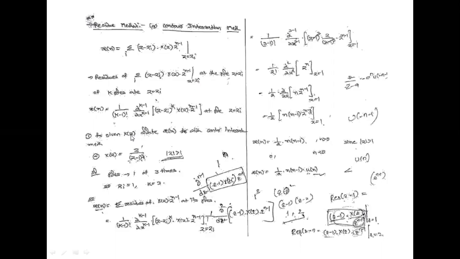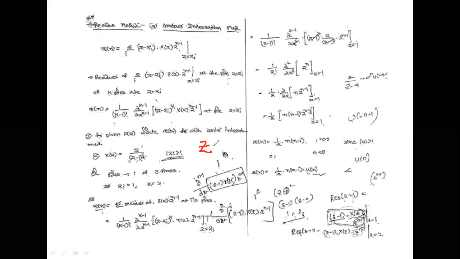For a given x of z, evaluate x of n using the contour integration method, or the residue method. The given function is x of z is equal to z by (z minus 1) whole cube. The pole is at 1, because z minus 1 is equal to 0, so z is equal to 1.